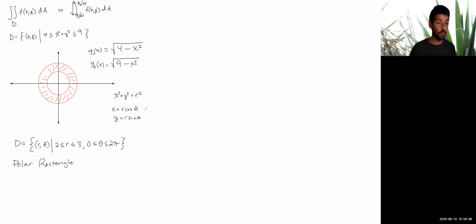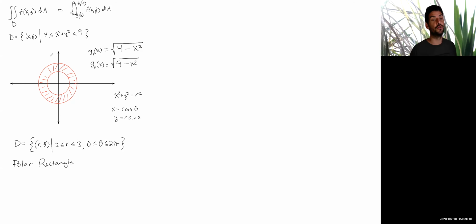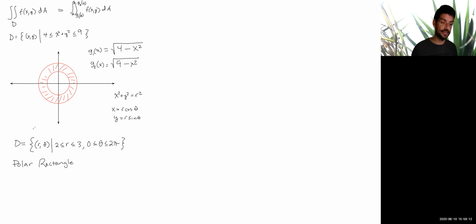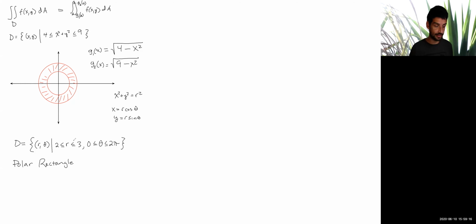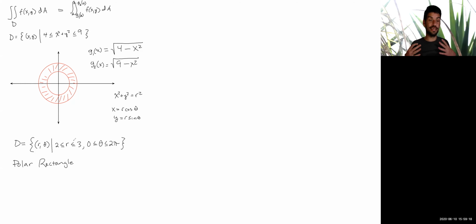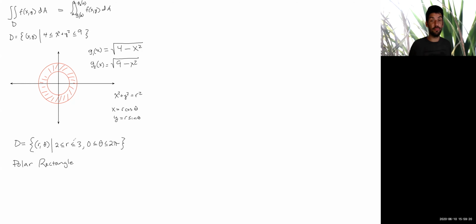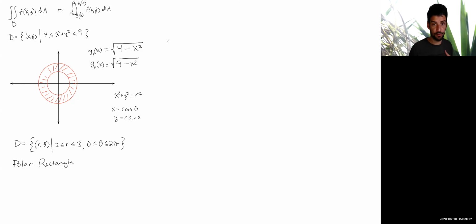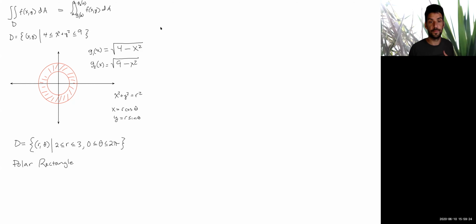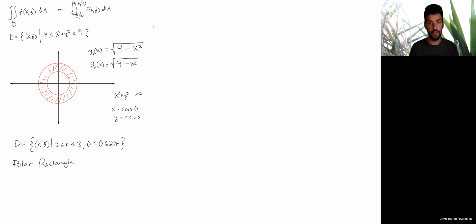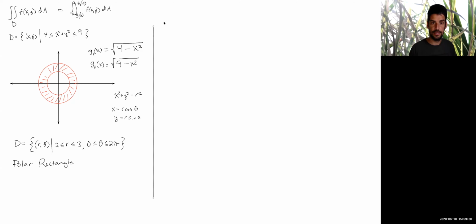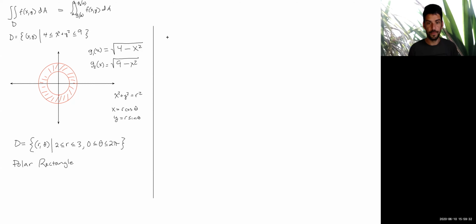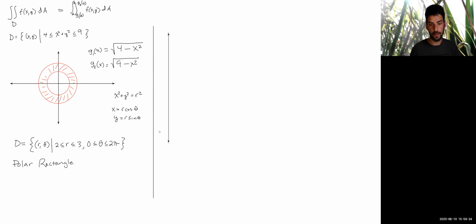Okay, so we're going to need these relationships in a little bit, because instead of expressing this region in rectangular coordinates, as I did here, I'm going to use polar coordinates, because it will turn out to be easier. But we need to do a little bit of work first before we're ready to do this. So let's get to work.